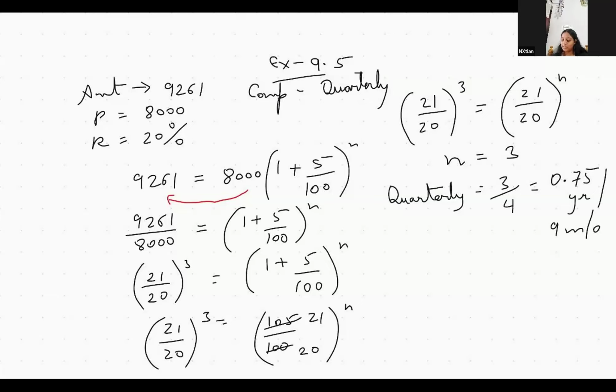Done, ma'am. So at the end, the whole process is the same. Just at the end, whatever it is being compounded in, you have to divide your n with that. All right. Copied everyone.